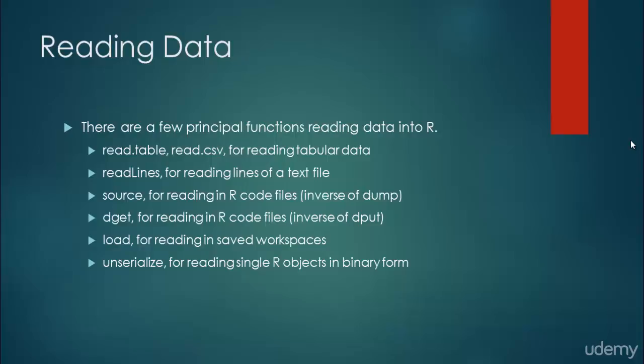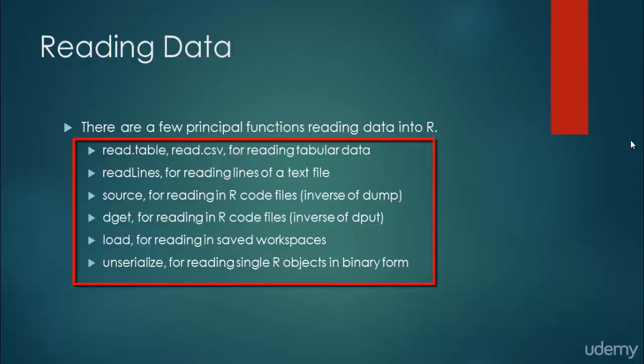There are a few principal functions regarding reading data into R. read.table, which will help you read table data into the R dataset. read.csv. CSV is an extension which is a format similar to Excel. These can be used to read tabular data. Next is readLines, which will be used for extracting lines from a text file, which may be any character set or a number set, or it can be anything else. And source. This is for reading in R code files.